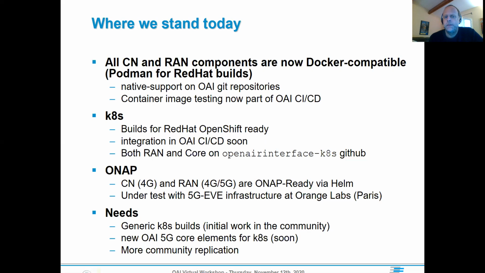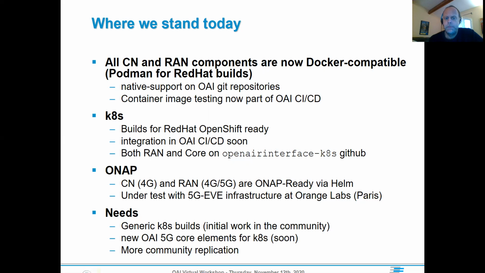With respect to Kubernetes, today we already have the builds for Red Hat OpenShift, and they're ready and running on a few clusters, we can say now. And the integration with respect to Kubernetes is actually also going to be done in the context of our CI/CD fairly soon at this point. And both the RAN and core components, as I mentioned before, are on the OpenAirInterface K8s GitHub.